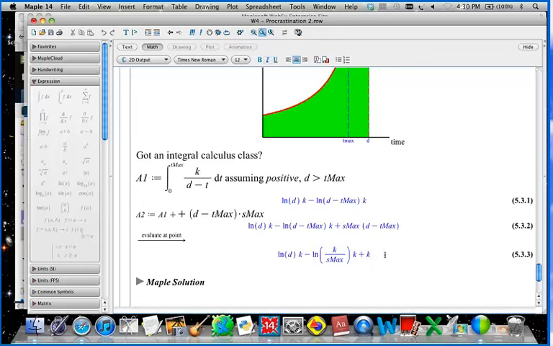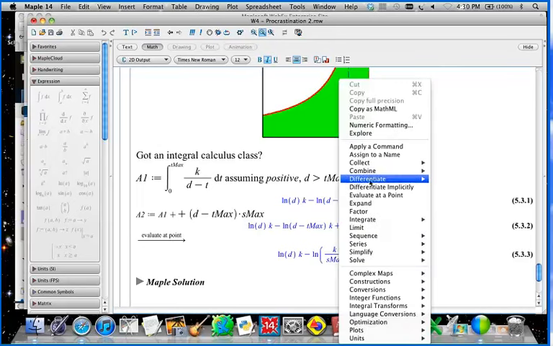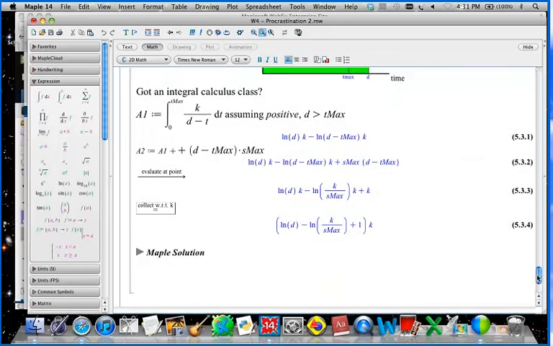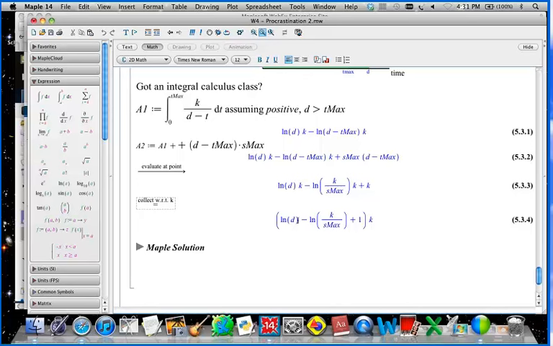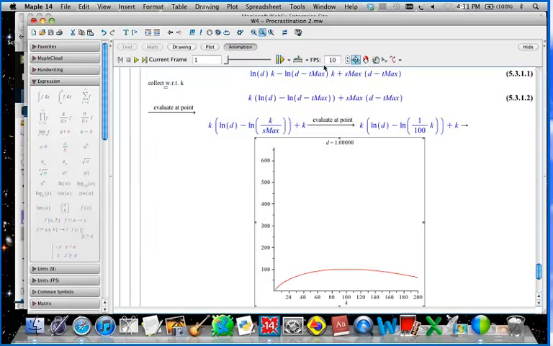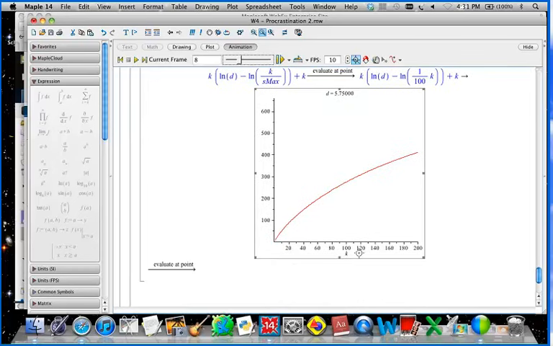So we can also pull a K out of here. So let's collect with respect to K. So we factored out a K here, and let's see what's left. So it looks like we're almost linearly proportional to K with some other stuff thrown in there, but the dependence on the deadline is not proportional. And let's see a graph of that.